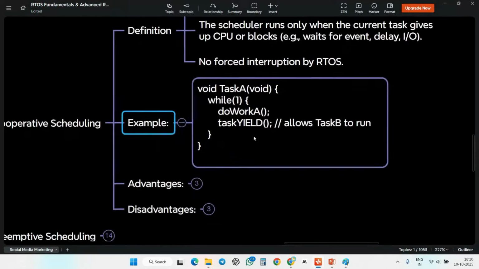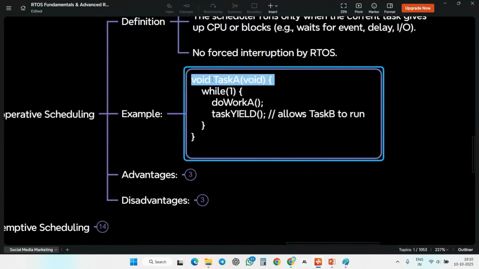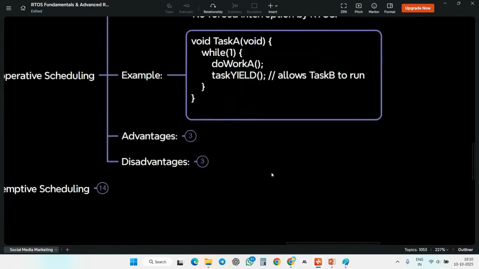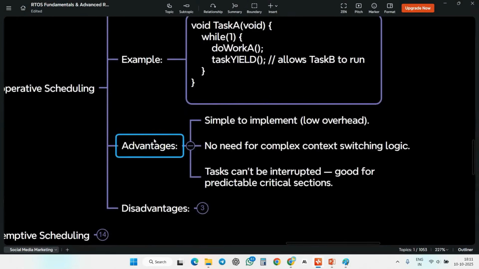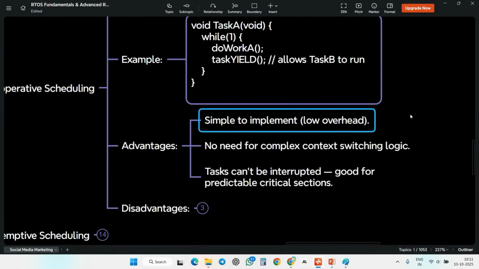Example: here I need to do task A. It is going to do this task A, and once the task has been done, then it is going to allow task B. Just a simple example. And what are the advantages of it? First of all, it is simple to implement.